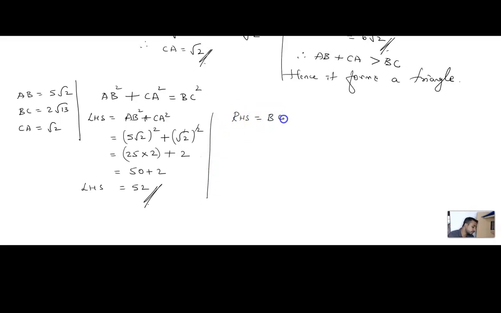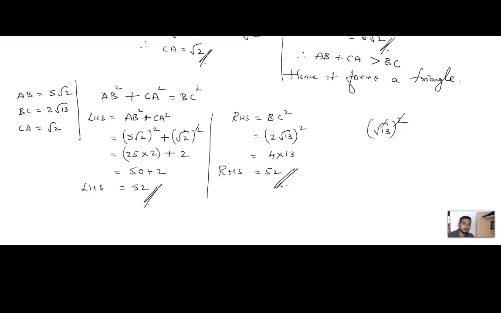Similarly, shall we solve the RHS part? What is RHS? BC square. How much is BC? 2 root 13 square. It means for 2 also square is there, even for root 13 also square is there. What is 2 square? 4, into root 13 whole square is left out. Square and square root get cancelled, it becomes 13. 13 4s are 52. What is the RHS we have got? 52. Wow, it's amazing. Right?